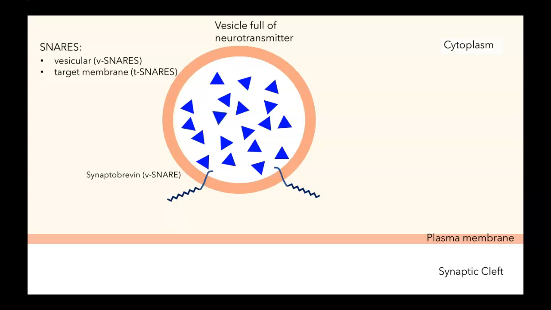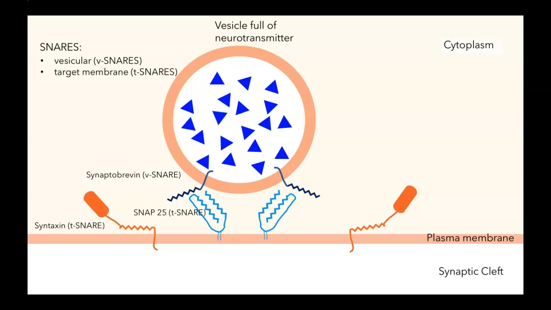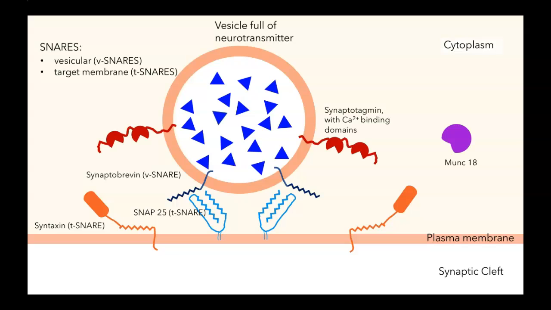So here are some of the vesicular SNAREs. There's one called synaptobrevin. Here are examples of some target membrane SNAREs. This is syntaxin and SNAP25, and then we're going to need another player here, synaptotagmin. That's going to be important for binding the calcium.